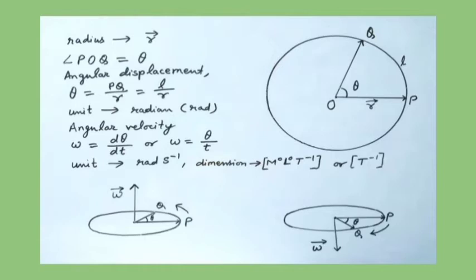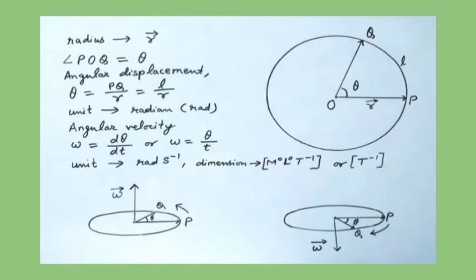shown in the diagram. Suppose in time t, the object changes its position from P to Q, so that angle POQ is equal to theta. Hence, during time t, radius r traces out an angle theta about the axis of circular path. The angle theta is known as angular displacement of the object in time t. In circular motion, the direction of motion changes continuously. Hence, motion is described in terms of angular displacement.